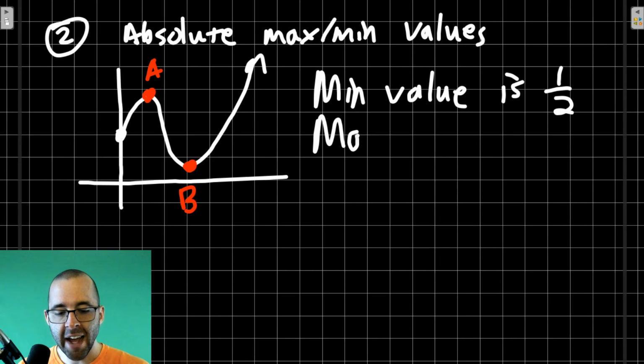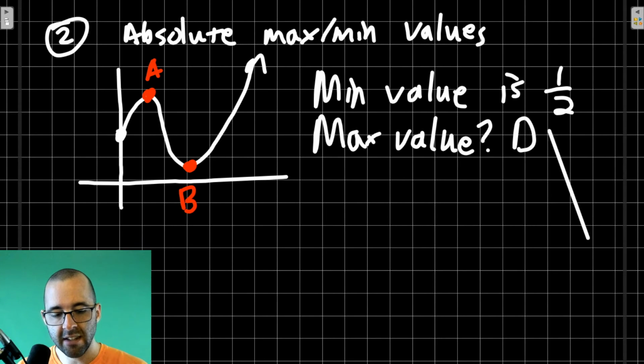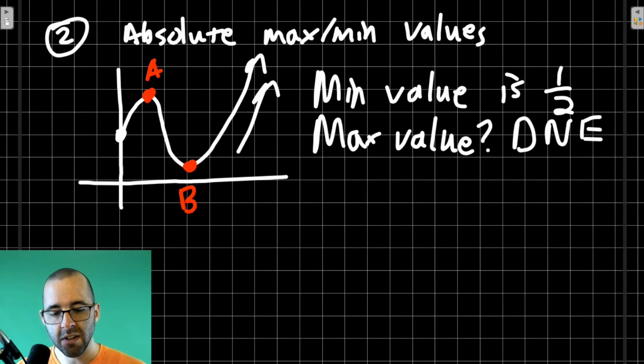But there is no max value. It doesn't exist. There's no absolute maximum value because notice this function just keeps on going up. It goes up forever. Whatever value, 5,000, 10,000, 20,000, this function gets bigger than that. So there is no maximum that it attains. It keeps getting bigger and bigger.